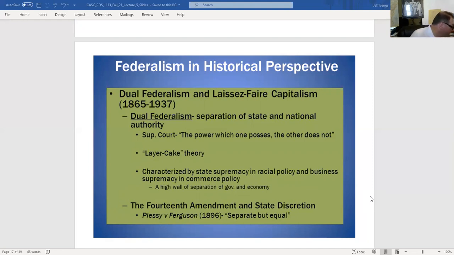Plessy versus Ferguson. I was fairly sure that it was in this book. Hold on for a second, sorry.